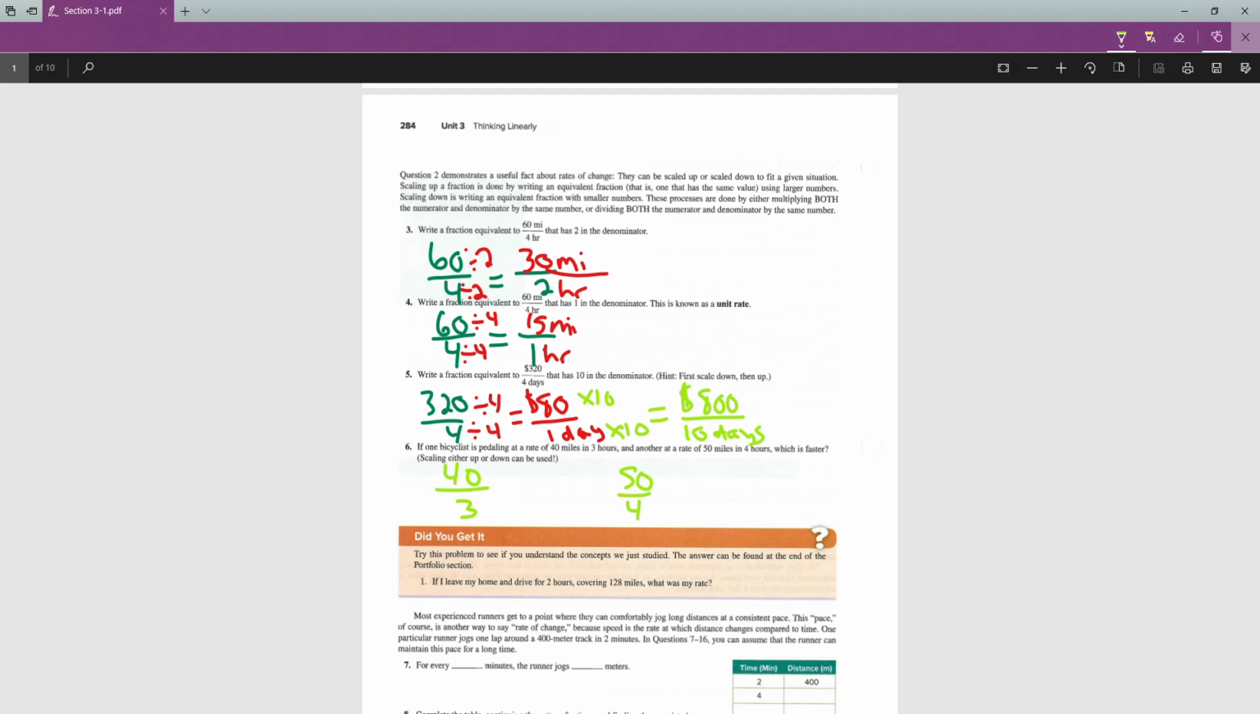We could turn them both so they have the same denominator. The easiest way to get the same denominator would be to scale them both up to 12, because I can multiply 3 by 4 to get 12 and 40 by 4 to get whatever I get for my new numerator. 40 times 4 is 160 over 12. So remember, that's miles per hour.